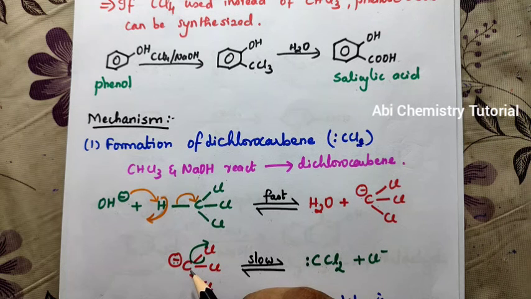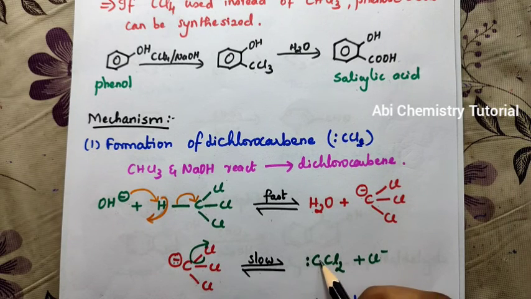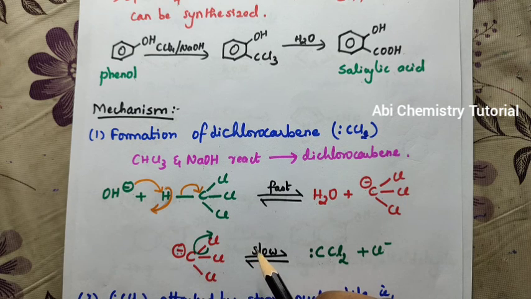Since carbon has valency 4, only 2 of its valence electrons are shared and 2 more electrons are waiting to be shared. So this represents the carbene intermediate. Since we have 2 chlorine atoms with this carbon, we say it is dichlorocarbene. For better understanding, I explain it once more.